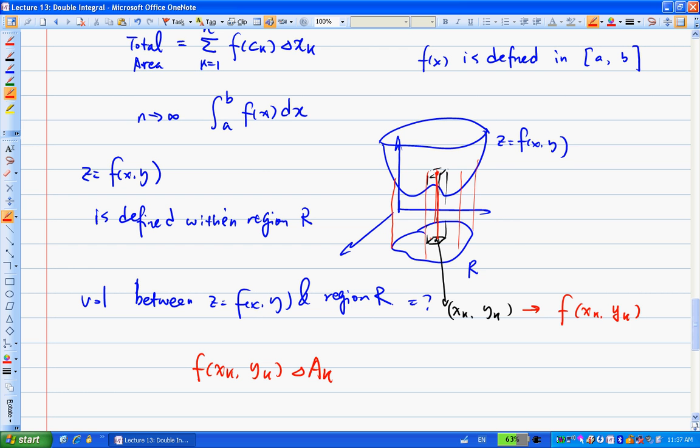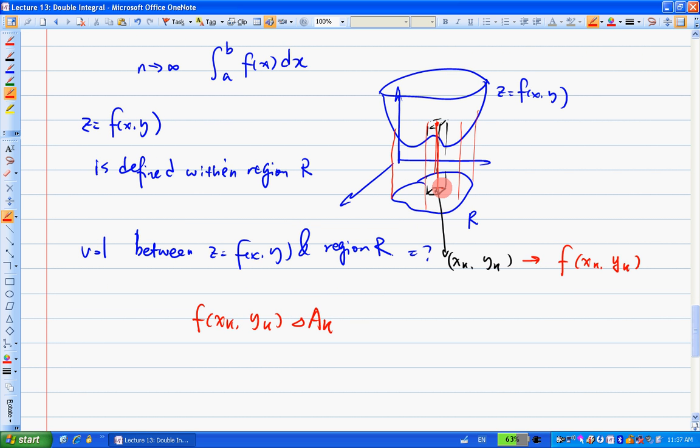The delta area is around this (xk, yk). I can call this side of length delta xk, and this side of length delta yk. Then this delta Ak is basically delta xk times delta yk. So that's the volume of one rectangular box.